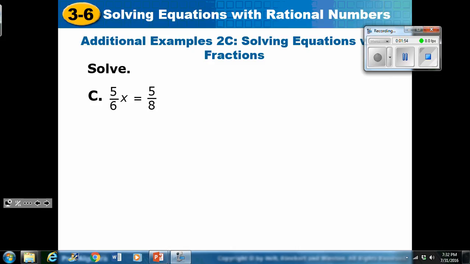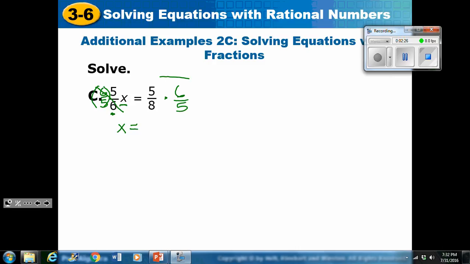Okay, 5/6 x equals 5/8. Here the 5/6 has been multiplied by the x. In order to undo multiplication by a fraction, what we do is multiply by its reciprocal. So we're going to multiply both sides times 6/5. 6/5 times 5/6 cancels out. It makes 1, or 1x. So that's just x. Bring down the equal sign.